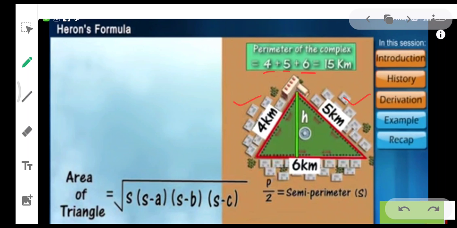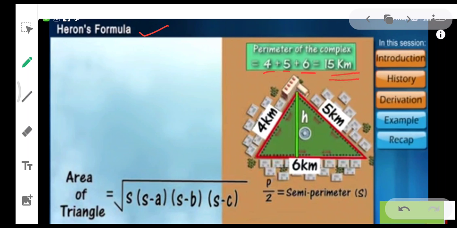This chapter name is Heron's formula. Even the chapter name is based on the mathematician name. So basically mostly we use this formula in the whole chapter, along with some more formulae if required. So here we'll first find perimeter. We'll add up all the three sides of a triangle, and we get the perimeter. So here the perimeter is 15 kilometer.